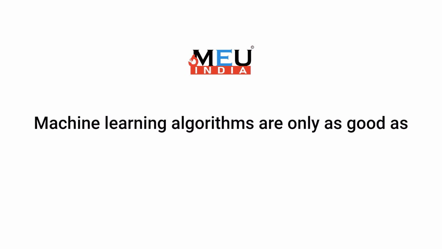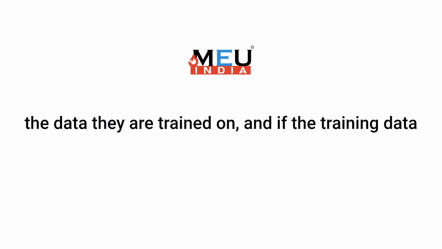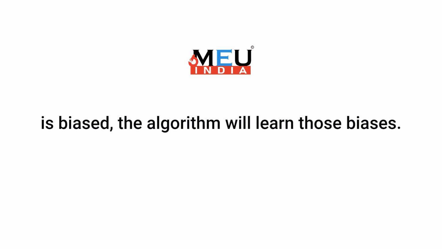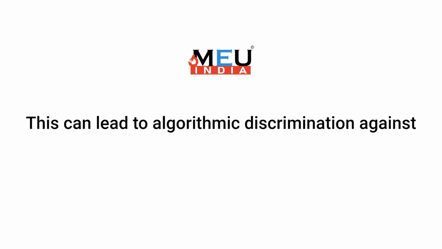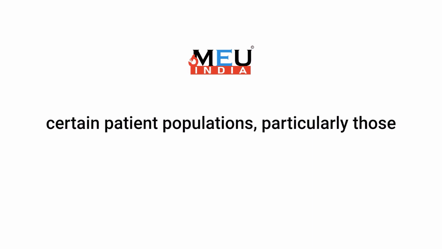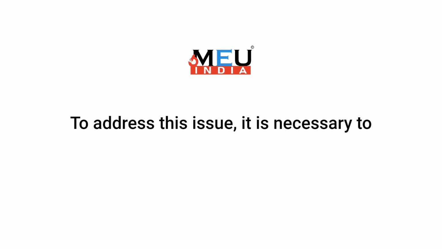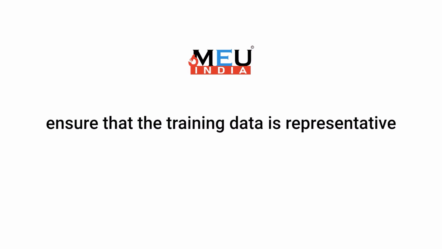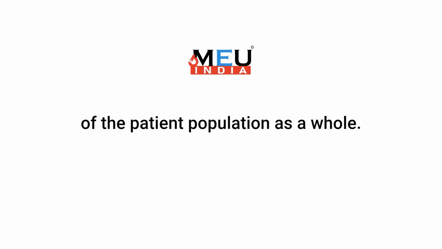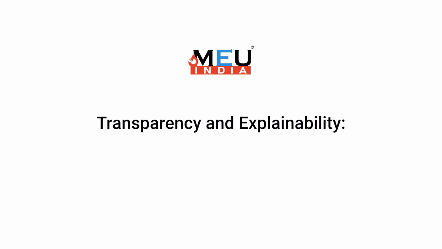Algorithm bias. Another ethical issue with AI in pharmacology is algorithm bias. Machine learning algorithms are only as good as the data they are trained on, and if the training data is biased, the algorithm will learn those biases. This can lead to algorithmic discrimination against certain patient populations, particularly those who are underrepresented in the training data. To address this issue, it is necessary to ensure that the training data is representative of the patient population as a whole.